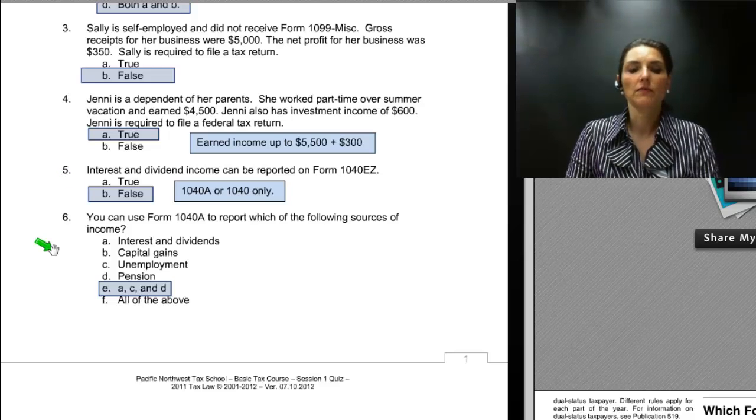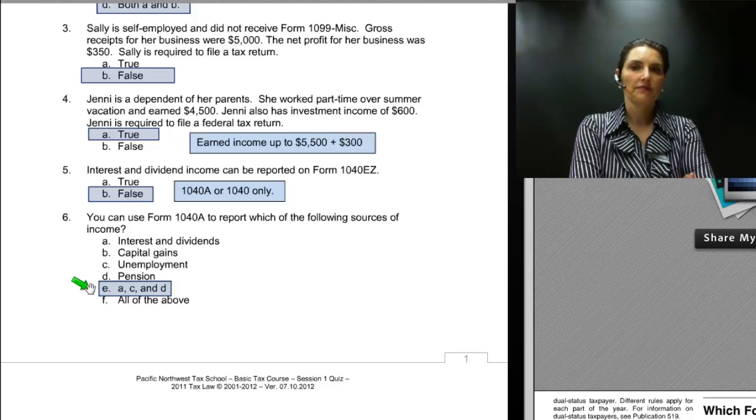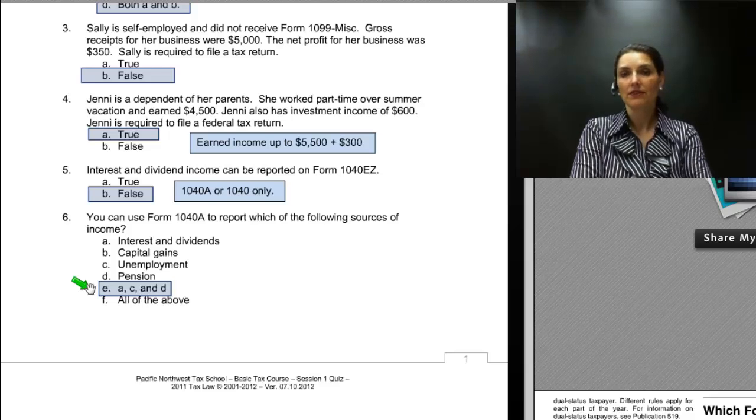Number 6. You can use Form 1040-A to report which of the following sources of income: interest and dividends, capital gains, unemployment, pension, A, C, and D, or F, all of the above. Well, this is what I like to call one of my questions. It's an April question. You would never get a question like this on a state or federal exam because they never have more than 4 choices anyway, and I've given you 6 here. But I wanted to make you think really hard when you're coming up with the answer here.